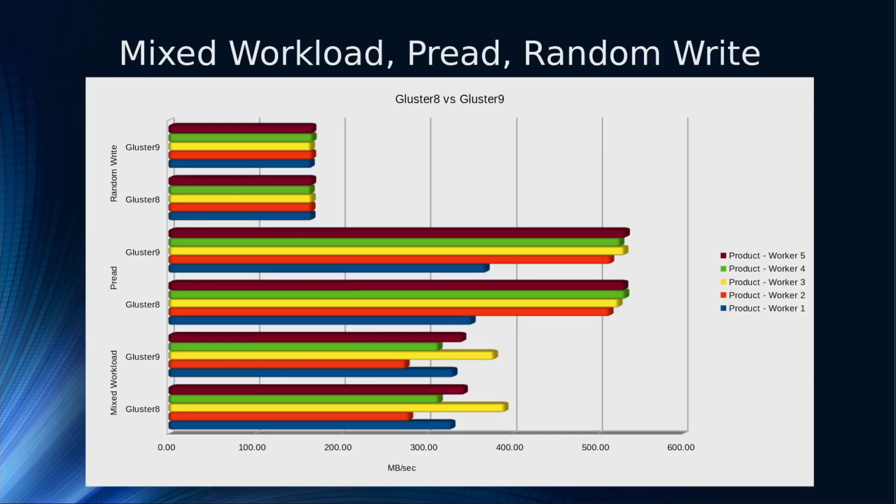Gluster 8 has an advantage on 4 on the P-read, about the same on 5. Yeah, it's kind of mixed to me. And then the mixed workload, we're all over the place. First workload looks even, second workload looks even, third workload, Gluster 9 is slower, and then in the fourth it's a little bit faster, just slightly, and then on the fifth workload they are about the same. So yeah, that's reading and writing together.